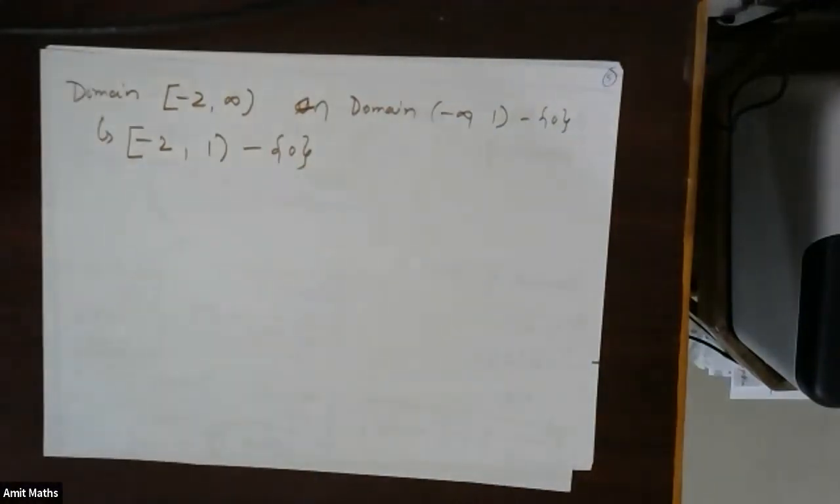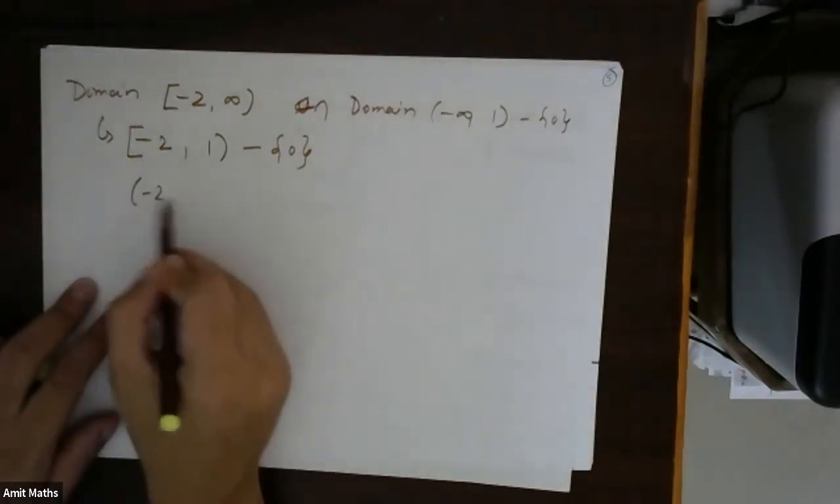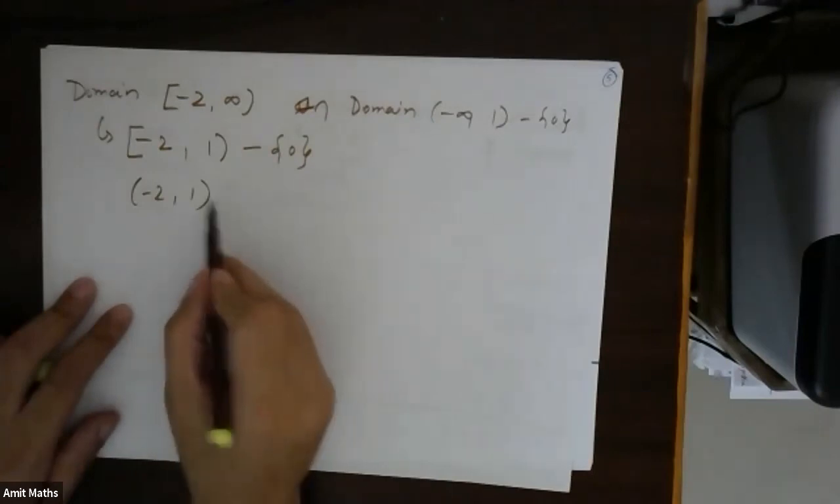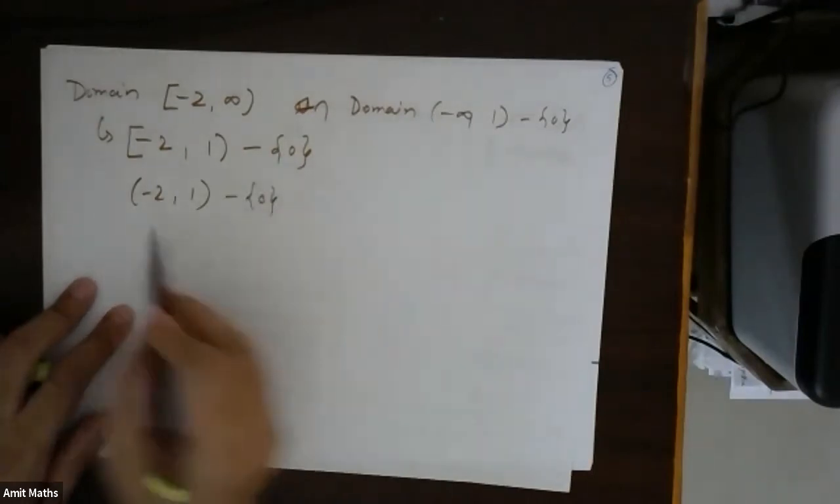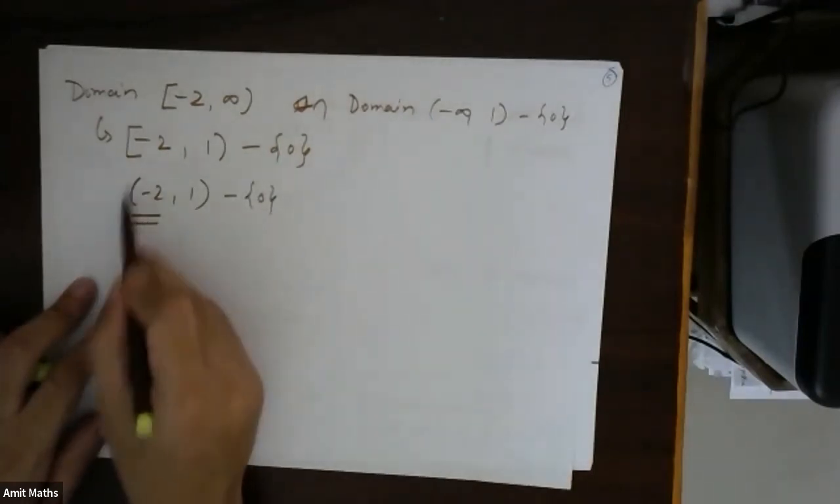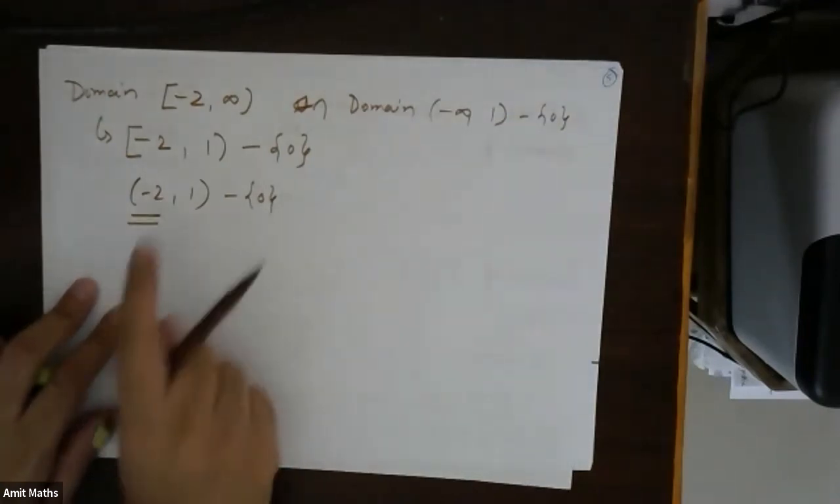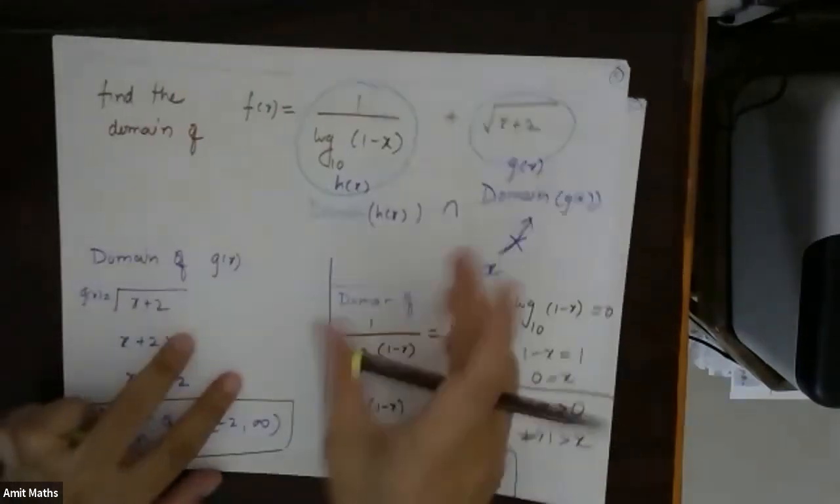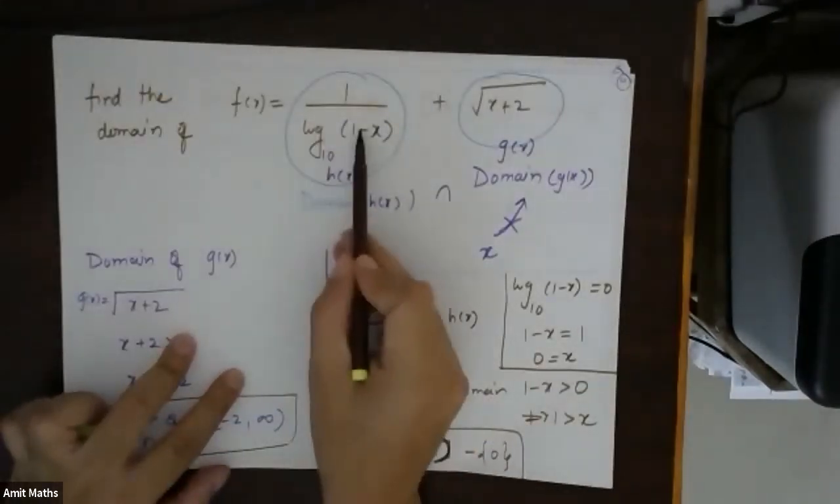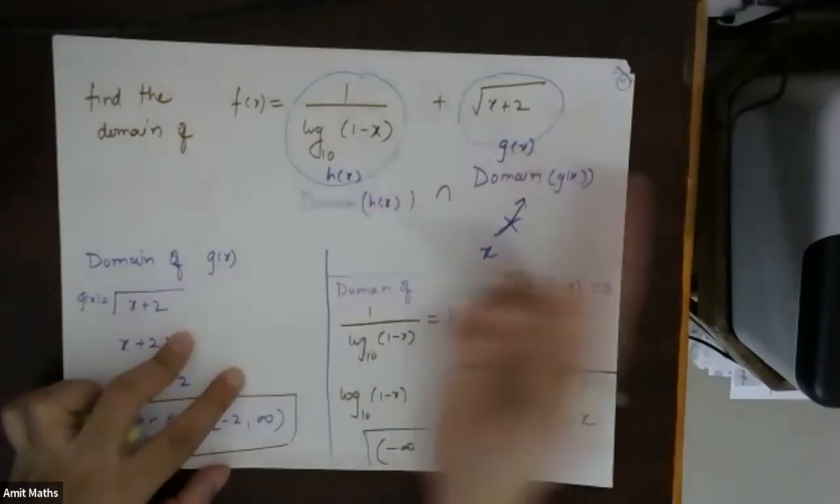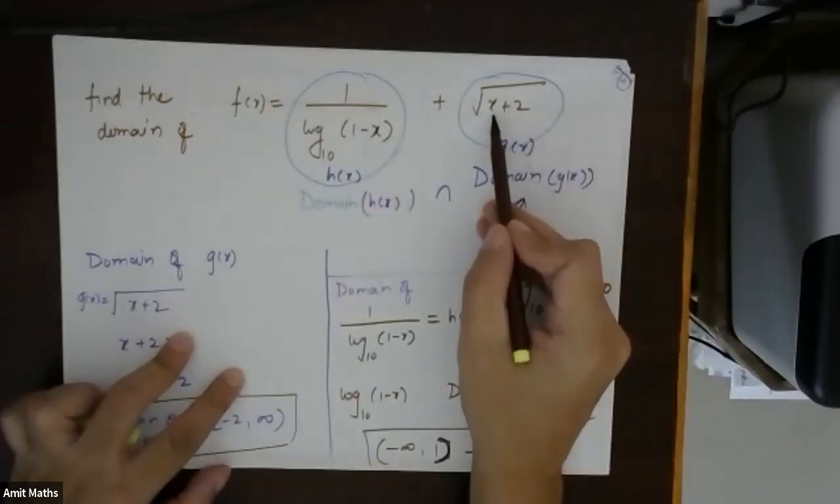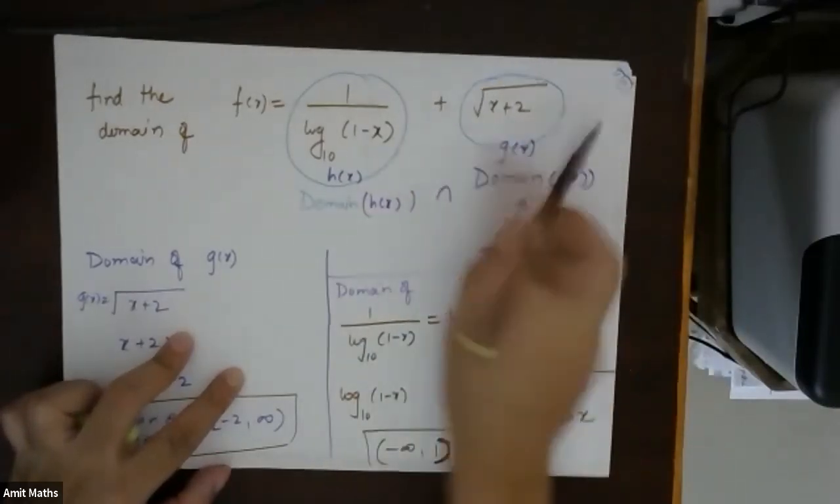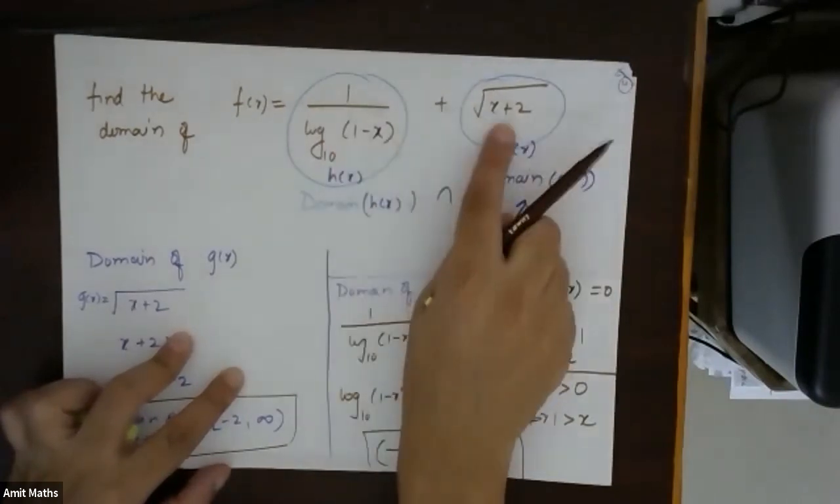Okay, just check this. Some of you have given me the answer -2 to 1 minus 0. Remember, whether the bracket is included or not included is very important. If I substitute -2 in the original question, this will become log 3 base 10, which is fine, and this will become under root of 0. So this is also defined, this is also defined. So -2 can be included.